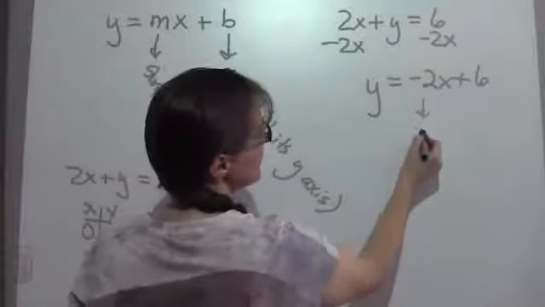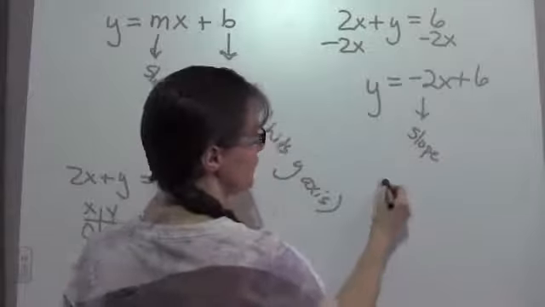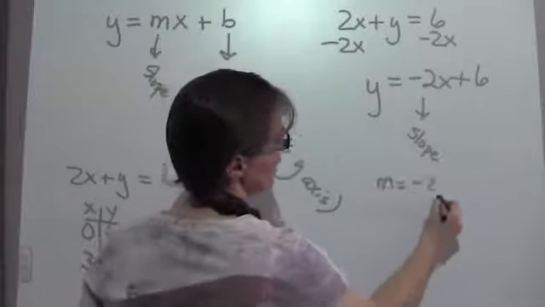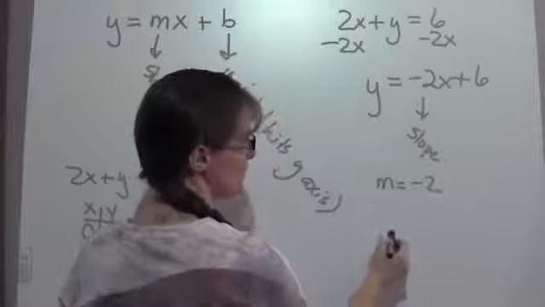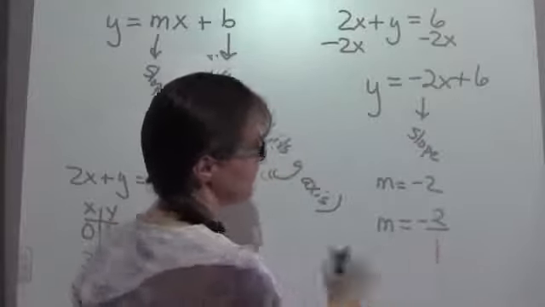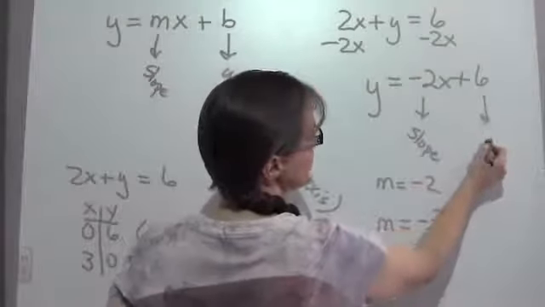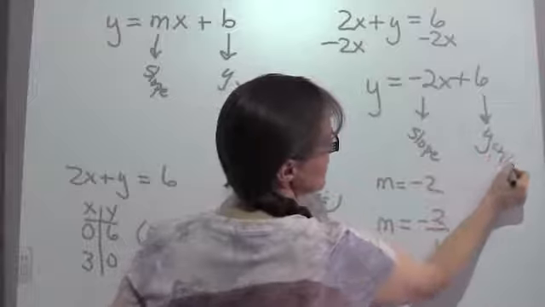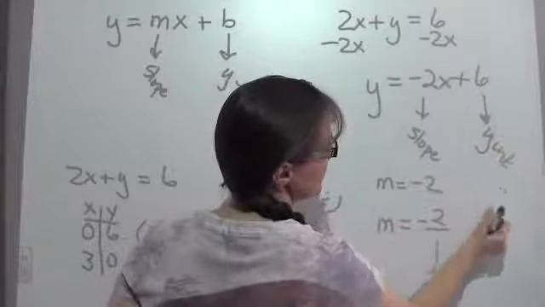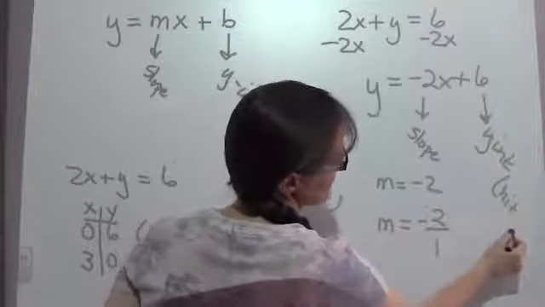That means that my slope is going to be a negative 2, which means I will be going down 2 and right 1. And also my y-intercept is a positive 6. So I will be hitting the y-axis at a positive 6.